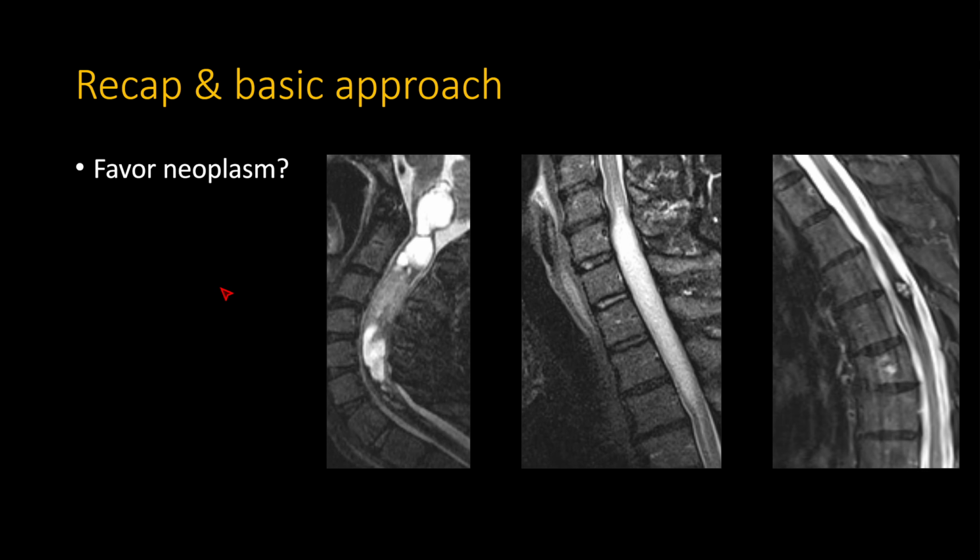The first question I always ask when I'm encountering a spinal cord lesion is, do I favor this to be a neoplasm? And you favor it to be a neoplasm when you clearly see something central that looks like a mass. I've found the non-contrast images especially helpful for this determination, because once you give contrast, even inflammatory processes can have patchy enhancement.